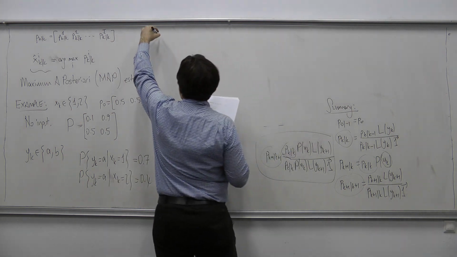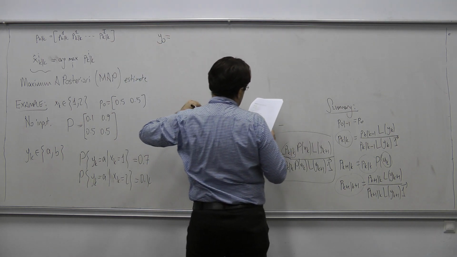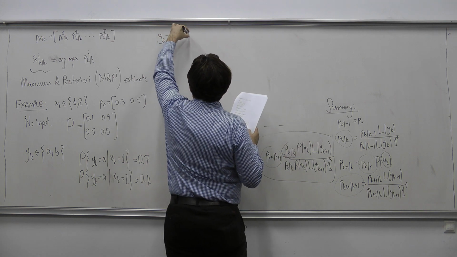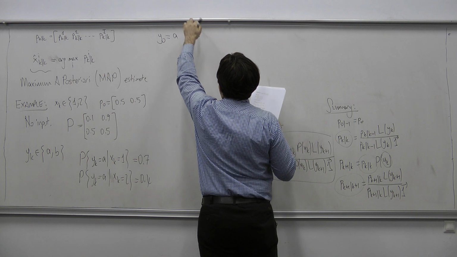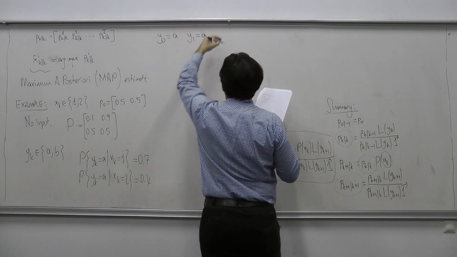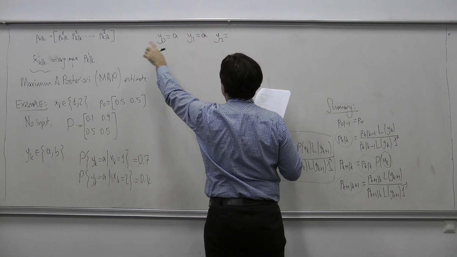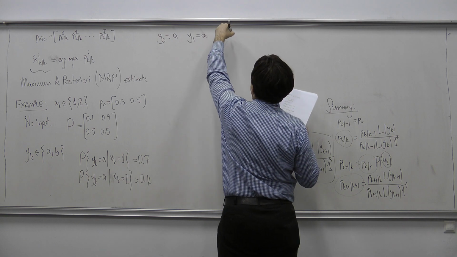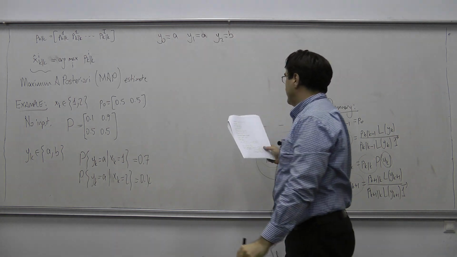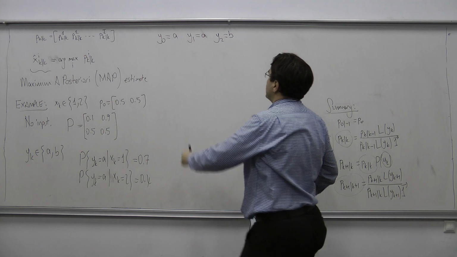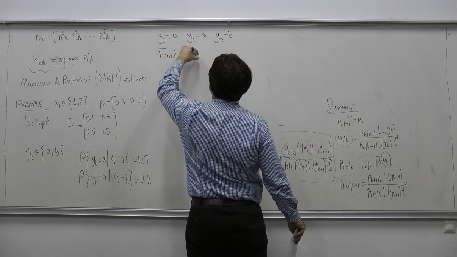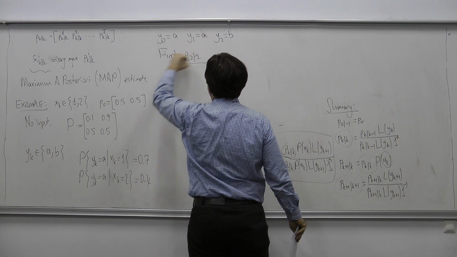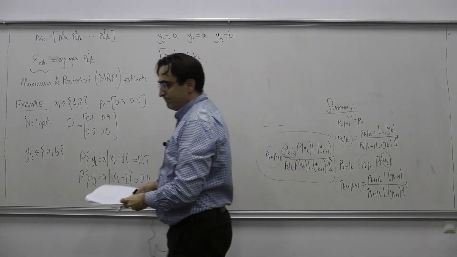So let me say that y0 is equal to A and y1 is equal to A. Y2 is equal to B. This is the measurement sequence that we collect for this specific instance. Then the question is, find P2 given 2, the state distribution.